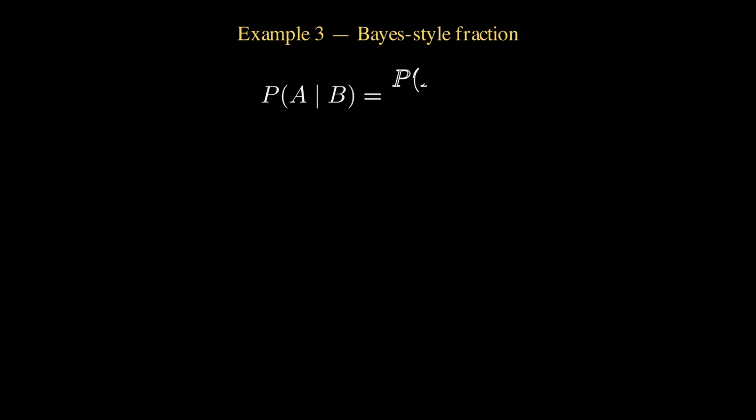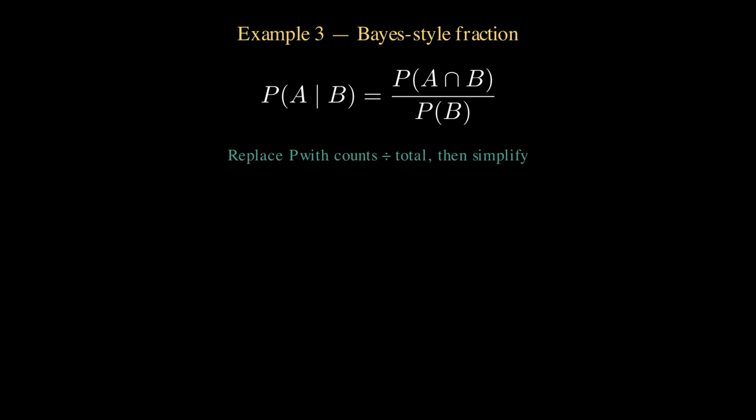Remember the definition. Probability of A given B is probability of A and B divided by probability of B. If you are given counts, replace each probability by favorable over grand total, then simplify. If you accidentally swap A and B in the numerator, you are computing a different conditional. Read the wording twice.